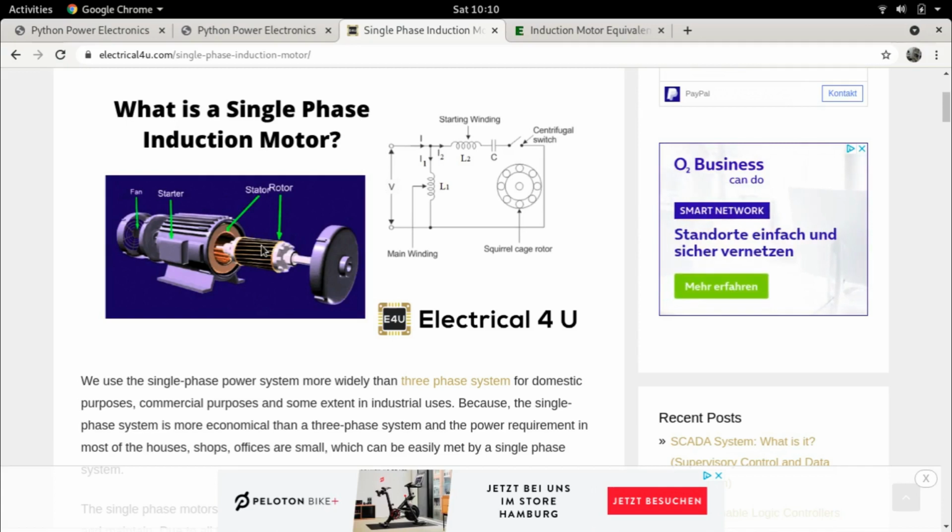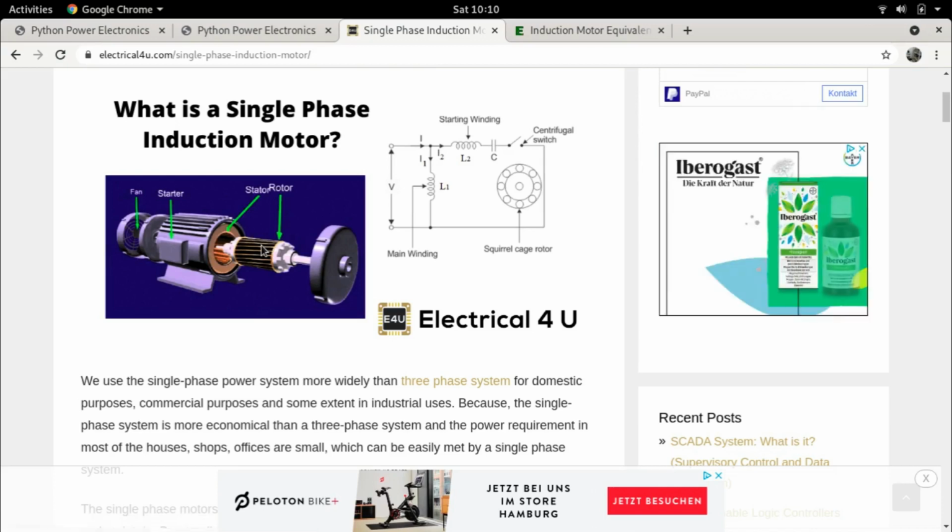Lenz's law states that the induced EMF is such that it opposes the cause that produces it. And the cause that produces it is the changing flux. So what this means is the induced EMF will produce a current, and that current will produce a flux, which will be such that it opposes this changing flux. So now think about this. The only way it can oppose this changing flux is by rotating at a speed.